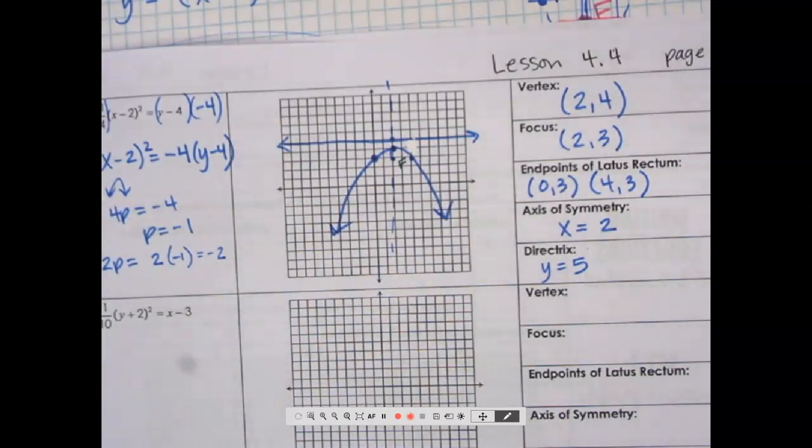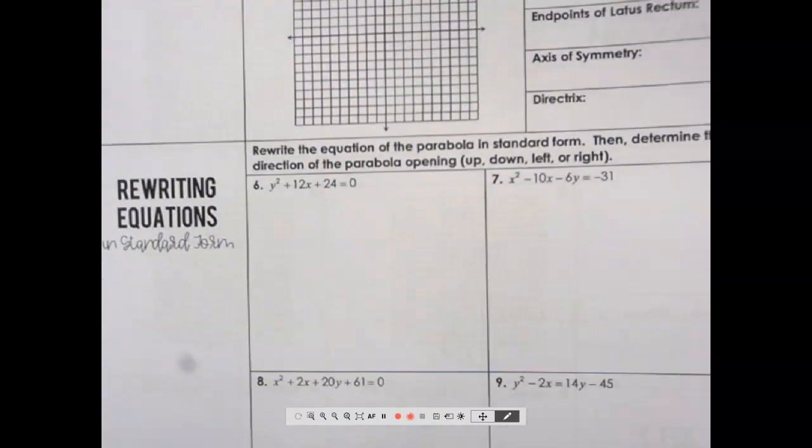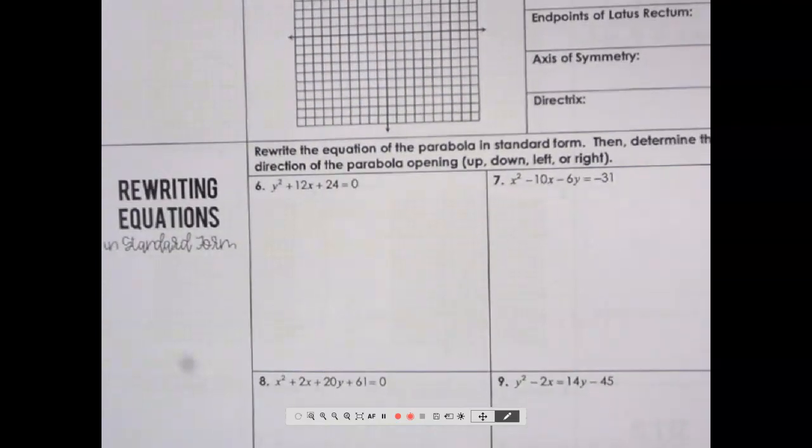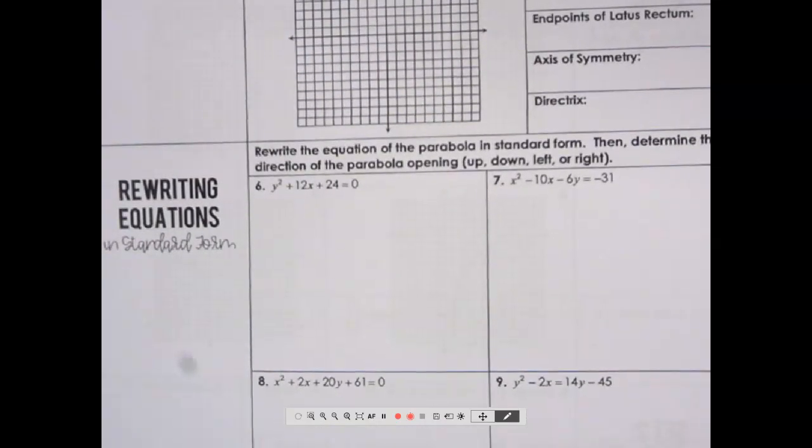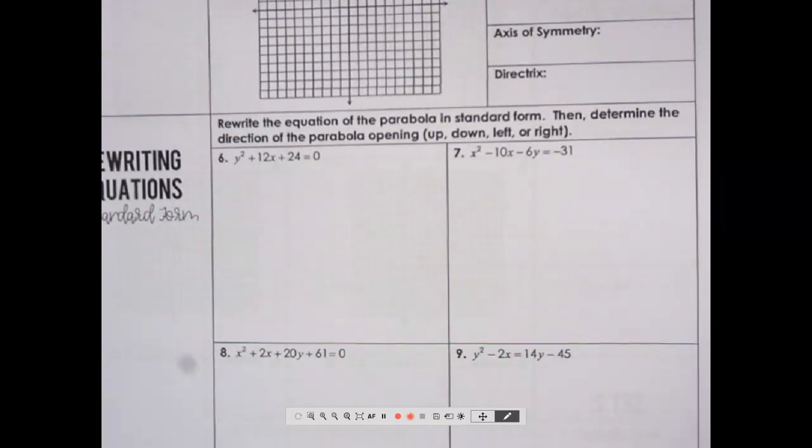Alright, is anyone still working on this one? Okay. Alright, so let's do 2 more and call it a day. So what we're going to do for 6 through 9 is complete the square to put it in the right form. So we're pros at this now. Let's do one that's horizontal, one that's vertical. Let's do 8 and 9.